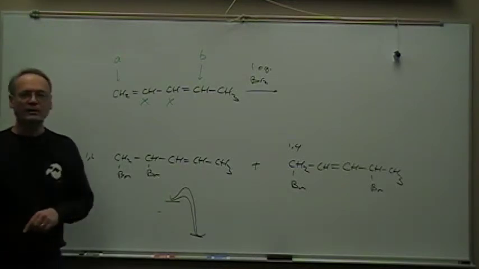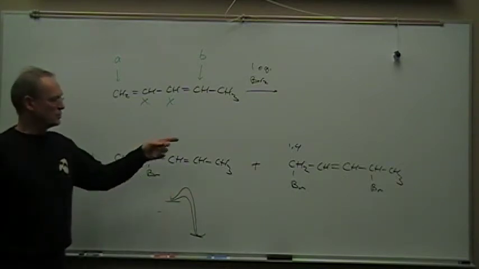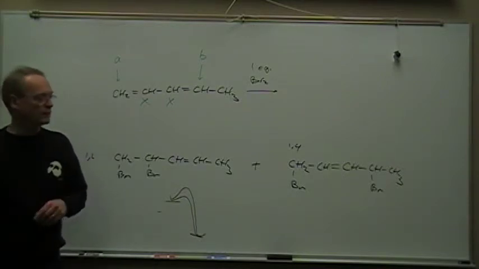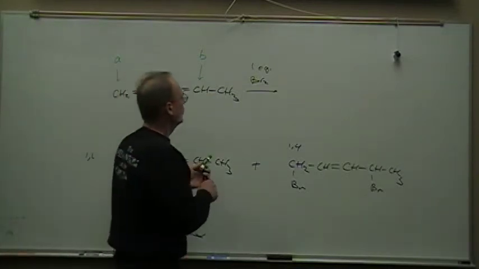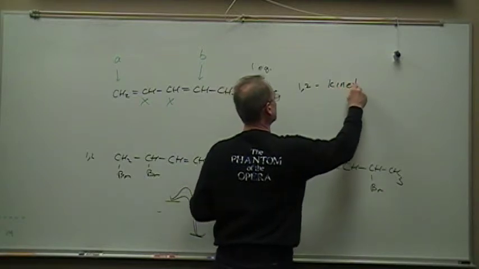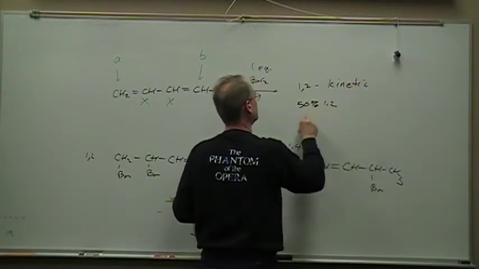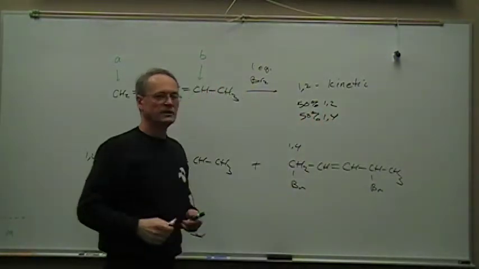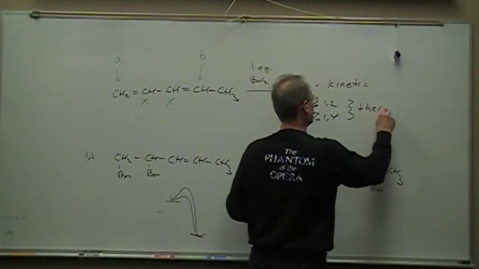What about under thermodynamic conditions? Plenty of energy, you can go back and forth. Which of these two products is going to be formed? Which is more stable? They're both the same, and therefore they'll be formed in a 50-50 mixture. So here's the situation. 1,2 under kinetic conditions, and 50% 1,2 and 50% 1,4. Those are rough, not necessarily exactly 50%, but close to 50-50 under thermodynamic conditions.